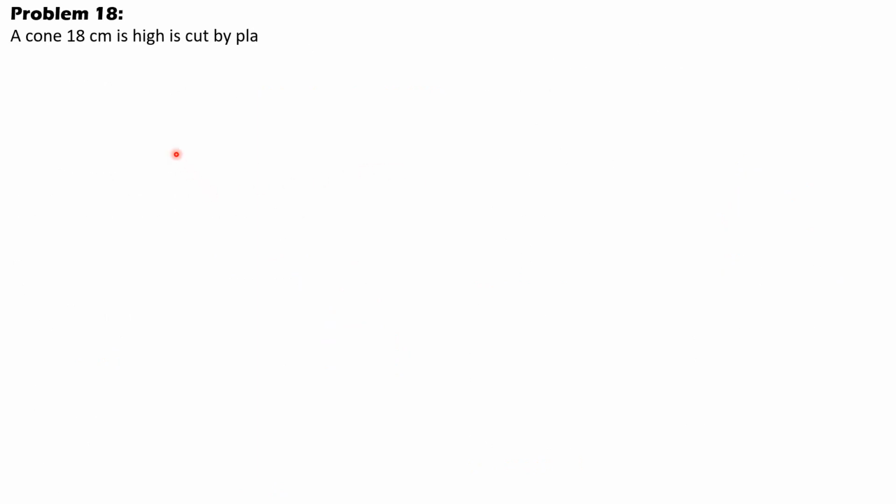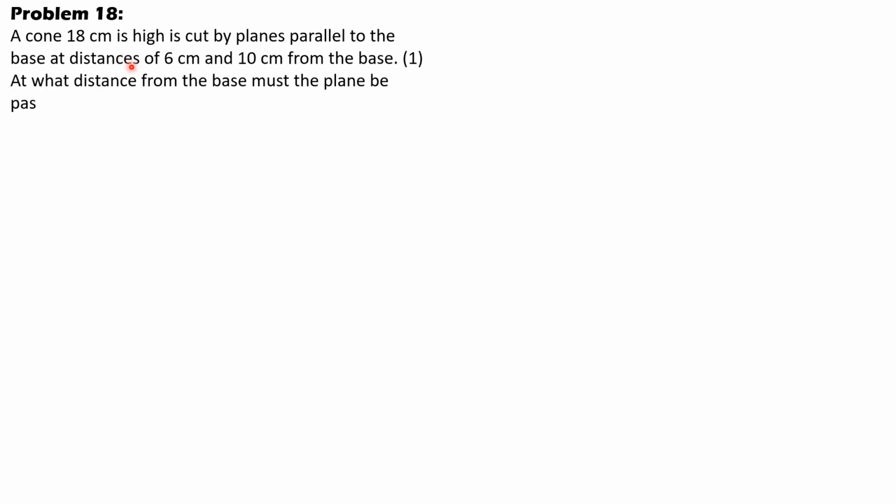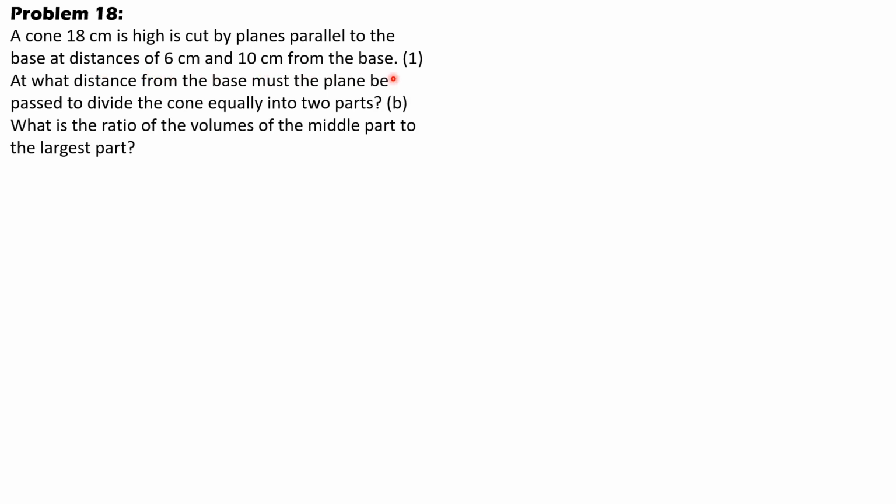Problem 18, a cone 18 centimeters high is cut by planes parallel to the base at distances of 6 centimeters and 10 centimeters from the base. So for the first question, A, at what distance from the base must the plane be passed to divide the cone equally into two parts? Then B, what is the ratio of the volumes of the middle part to the largest part? So this pertains to the original situation where the cone is cut by planes parallel to the base, 6 cm and 10 cm from the base.